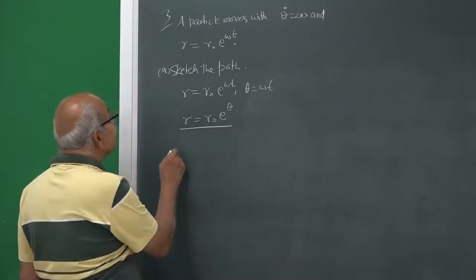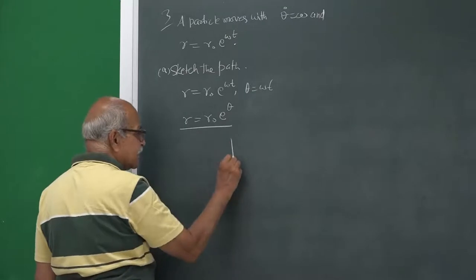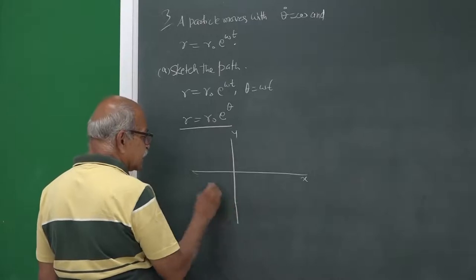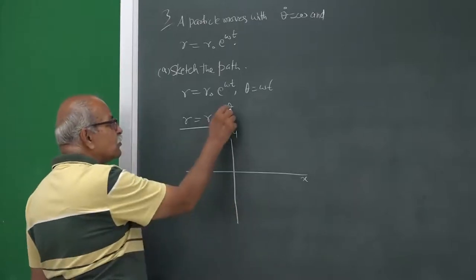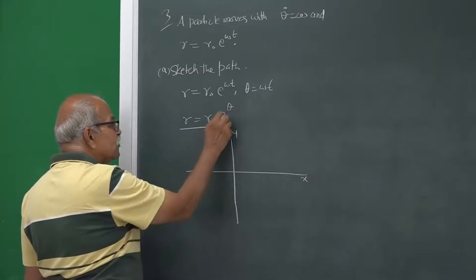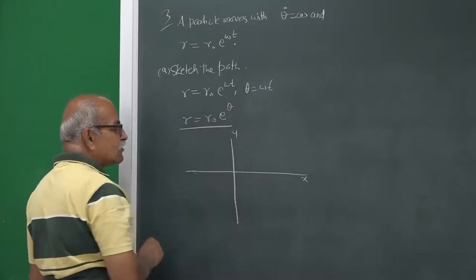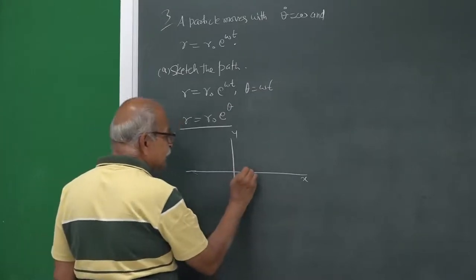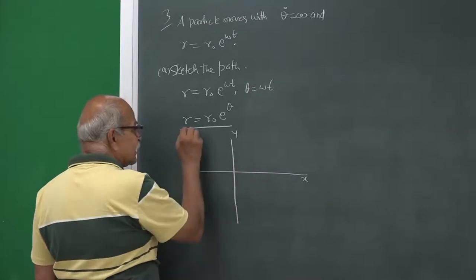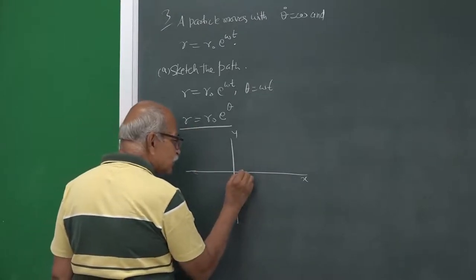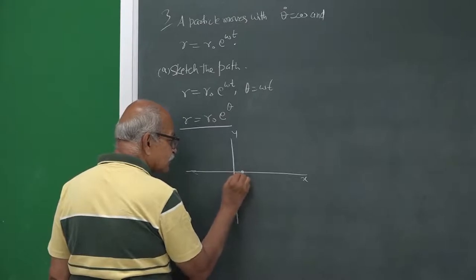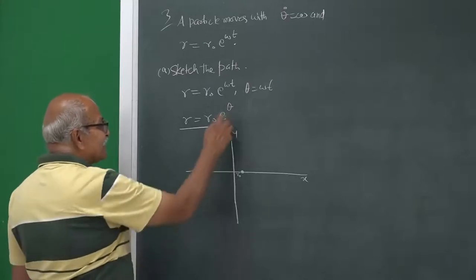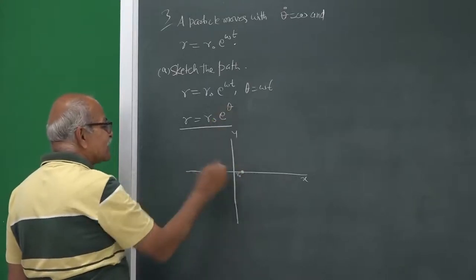And how does it look like sketching? So if you have say x axis and y axis, and at theta equal to 0, e to the power 0 is 1, and r is equal to r naught, and theta equal to 0 means along the x axis. So in this direction, this is theta equal to 0 direction, and r is equal to r naught. So from here you have to go a distance r naught. So this is r naught. So particle is here when theta is 0.